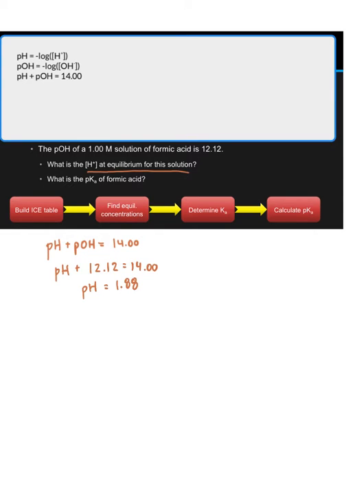From pH, we can calculate the concentration of H plus in this solution. The concentration of H plus must be equal to 10 to the negative 1.88 for the same reason as we described in the previous problem. 10 to the negative 1.88 is 0.0132 molar.